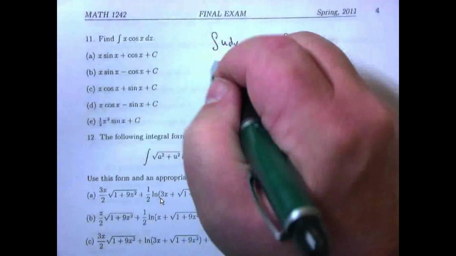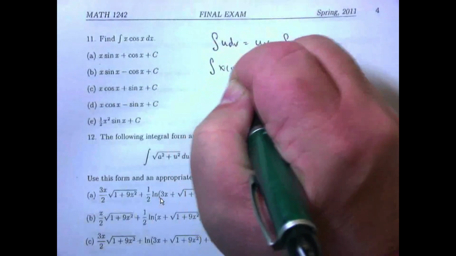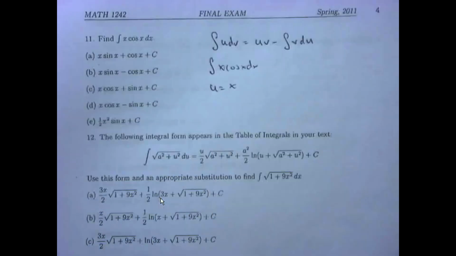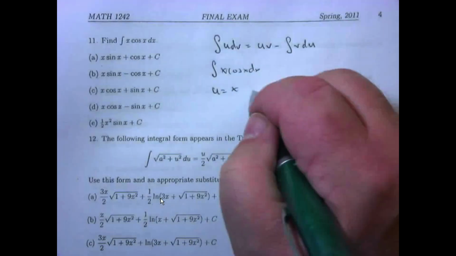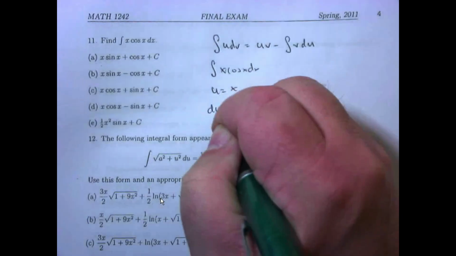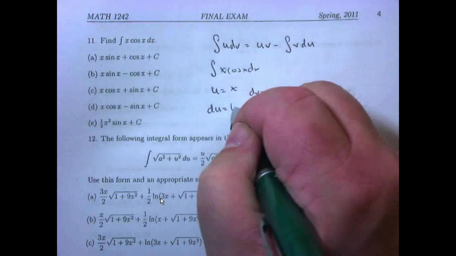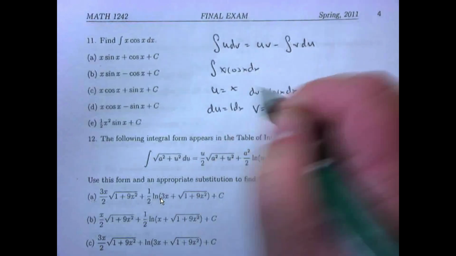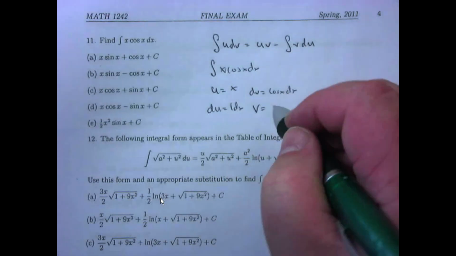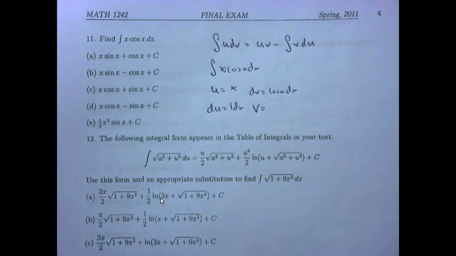But in my problem, since I have the integral of x cosine of x dx, I would let u equal x, because I would like to get rid of that, and I don't get rid of trig. And then dv would be the cosine of x dx. That makes du equal to the derivative of x, which is 1 dx. And v, the integral of dv, is the integral of cosine of x. What's the integral of cosine of x dx? Which one? Negative sign or positive sign?